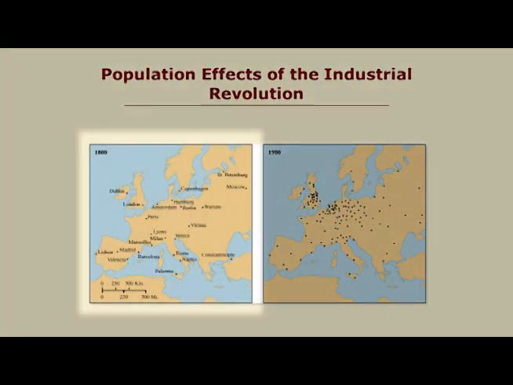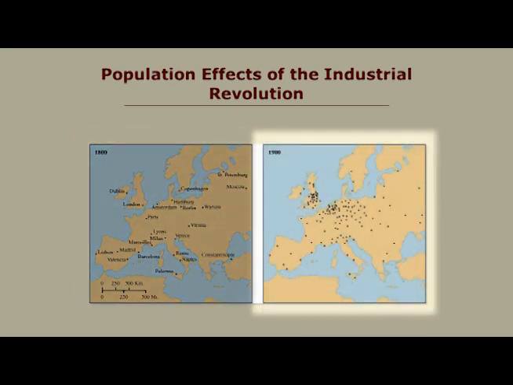Look, for instance, at these two maps. The map on the left shows the cities of over 100,000 in 1800, and there's a couple of dozen. The map on the right shows the cities in Europe over 100,000 in 1900, just one century later, and you can see that there's two or three times as many. Notice the high concentration of these cities in England and in Belgium. Belgium being one of the areas of Europe that decided to capitalize on what they saw occurring in Great Britain.